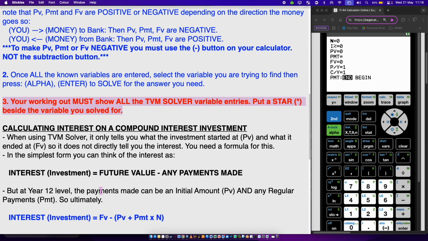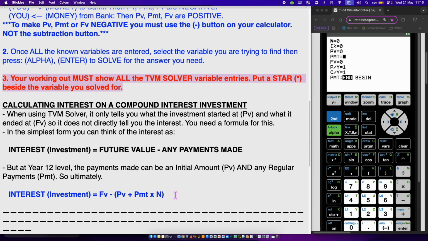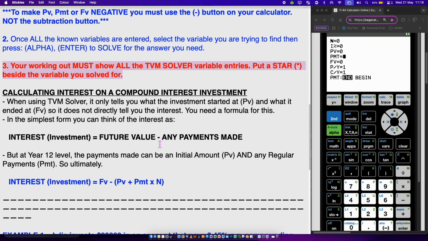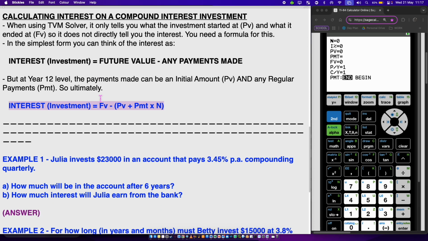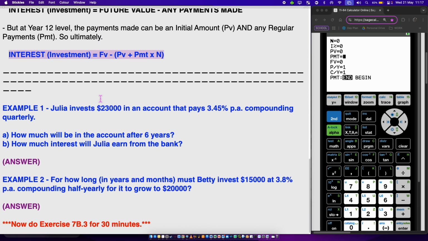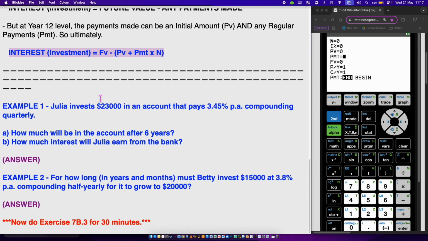Now this next thing is a double up. I gave you this last lesson, but just in case and also for the purpose of the video, TVM solver doesn't tell you the interest earned. You need to use a formula to find the interest earned. So you got that last lesson. If you don't, get it now. But otherwise, we will demonstrate how Julia gets her money from this investment.